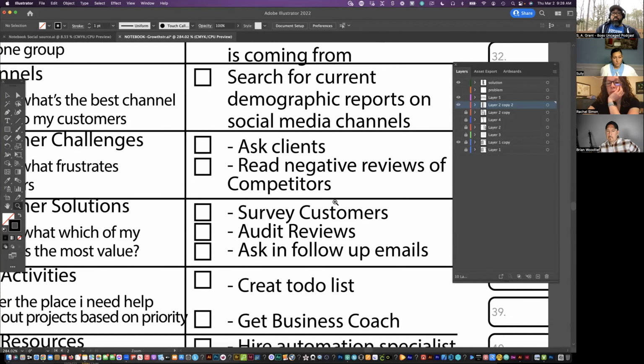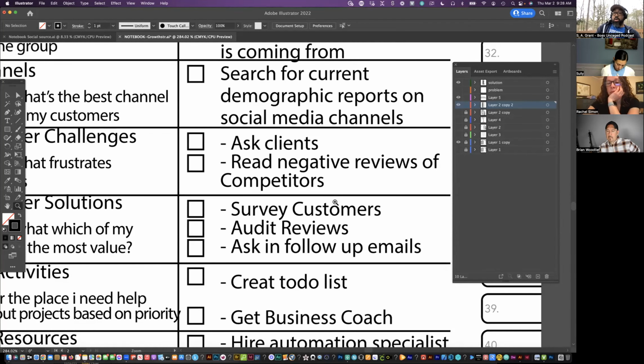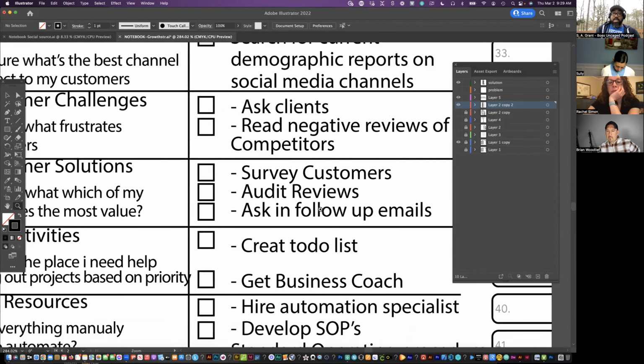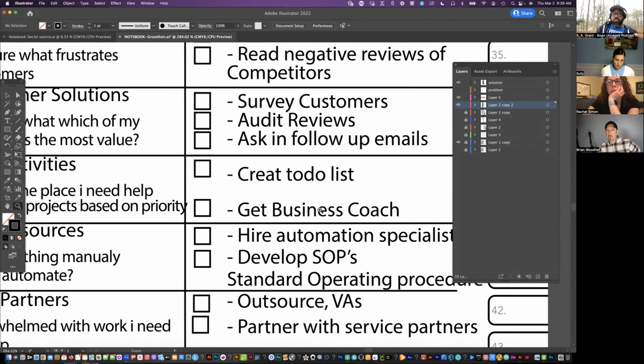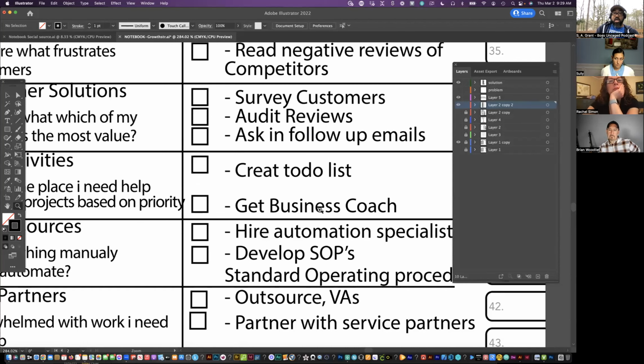Next is the solutions. You could survey your customers, you could run audits, and you could also do email marketing, follow up with emails and ask your customers directly through the emails to figure out if your solution is fixing their problems. All right, you're having issues with activities, create a to-do list, get a business coach. And I'm just trying to speed up so that we can have at least 30 minutes of time so we can actually do this exercise live.